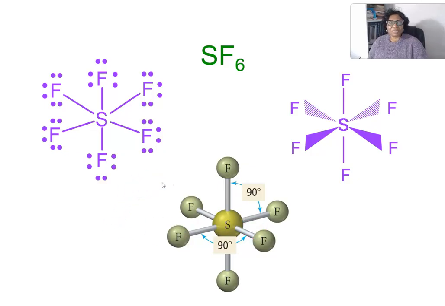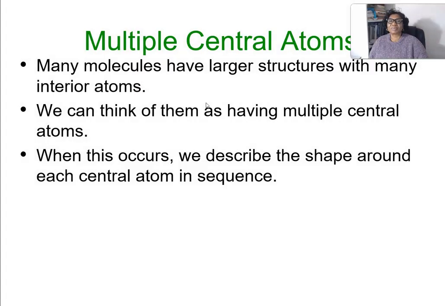There are some molecules that have multiple central atoms. Let's examine those molecules. Multiple central atoms. Many molecules have large structures with many interior atoms, many central atoms. We can think of them as having multiple central atoms. When this occurs, we describe the shape around each central atom. So when this occurs, you look at different central atoms and look at the shape on those central atoms.